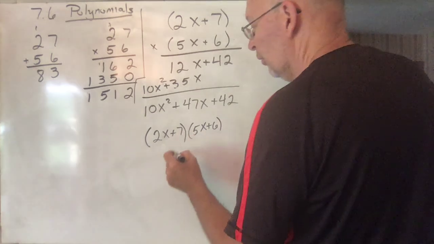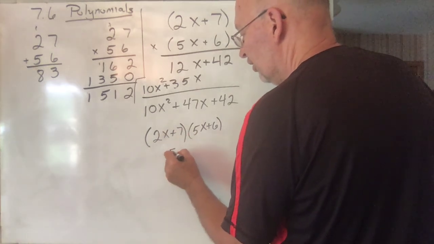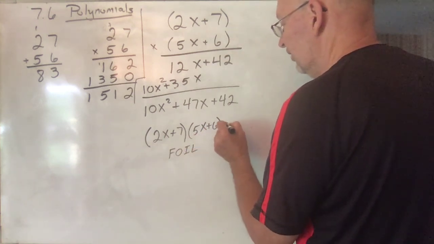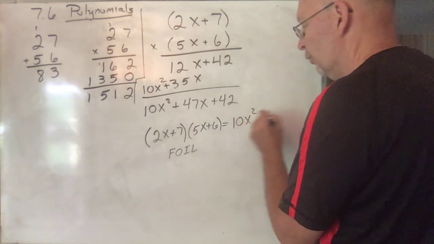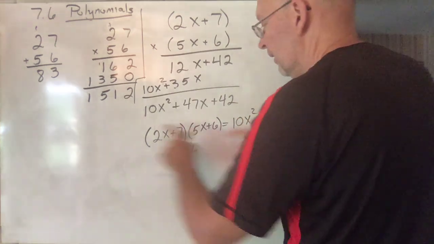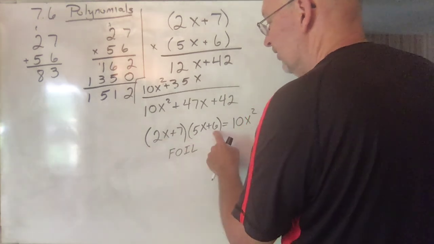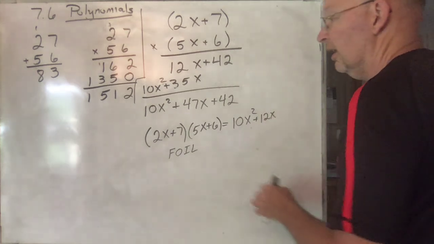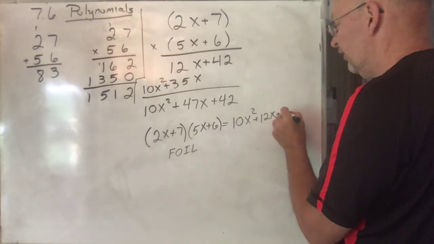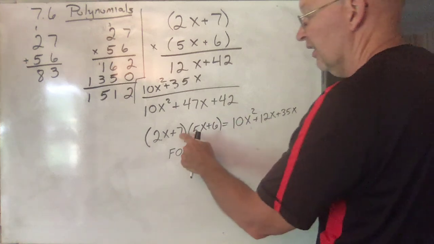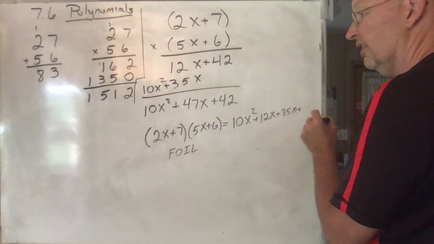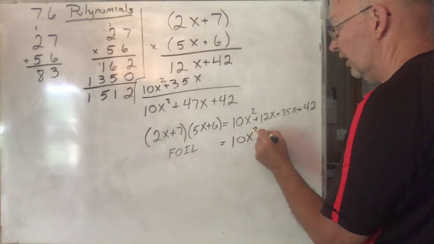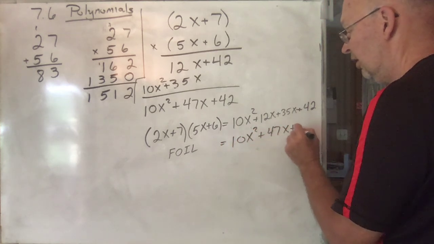So the easy way to remember them is to go first, outer, inner, last. The first is this times this. That's going to give you 10x squared. Outer means you take the outer ones on both of these. So this times this is going to be 2x times 6, which is 12x. Inner is this times this, which is 35x. And then last is going to be 6 times 7, which is 42. So notice that's, again, 10x squared plus 47x plus 42.